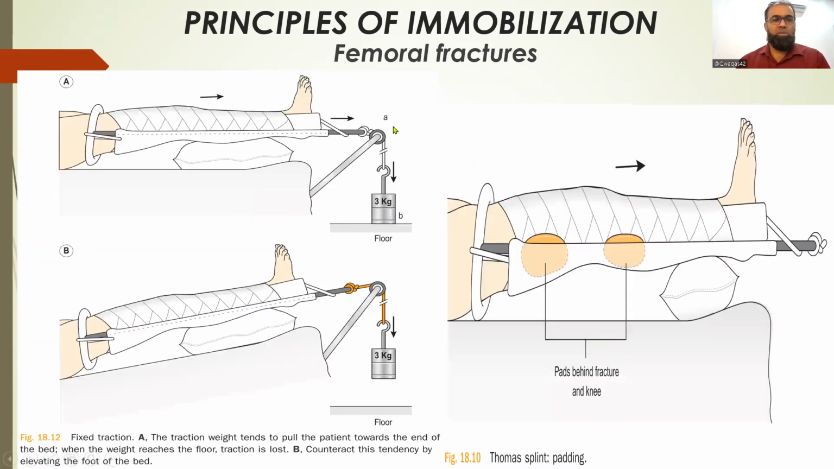So this is how the weight is applied. It should not touch the floor. If the weight is touching the floor, the traction won't be helpful. So it should be above the floor like that. And the pressure area should be augmented with cotton to avoid damage to the peroneal nerve and sciatic nerve.